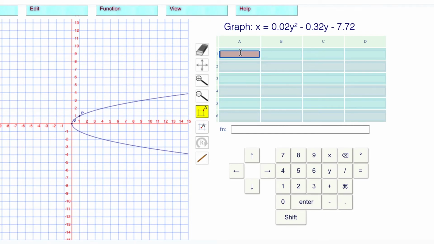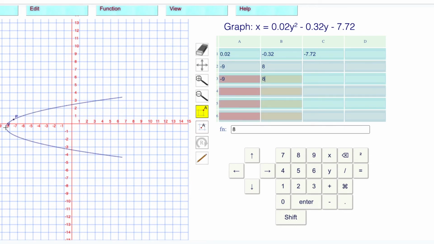Let's do one more quick one. A is 0.02. B is negative 0.32. C is negative 7.72. This one is opening to the right. The K is negative B divided by 2 divided by A. H is equal to the A times the K value squared plus B times the K value plus the C. That gives us negative 9, 8. I'm just going to write it here so we don't lose it.